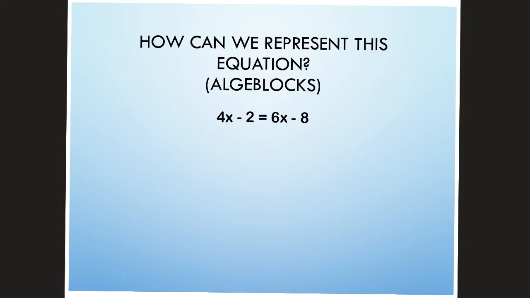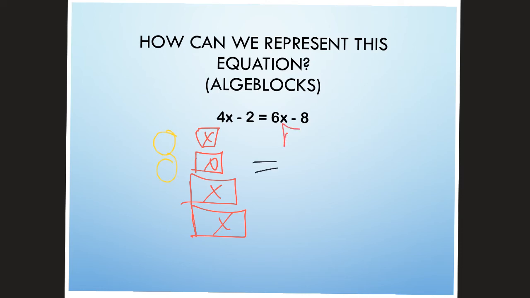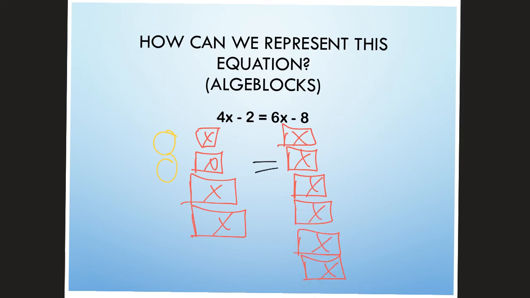So let's look at this with algebra blocks. With algebra blocks, we're going to do the same thing. We have our rectangles that are our x's. We have our 4 x's and 2 negatives equals, once again, our rectangles. We have 6 of them this time. And then we have our 8 negatives. Well, let's do it in a little different order this time.